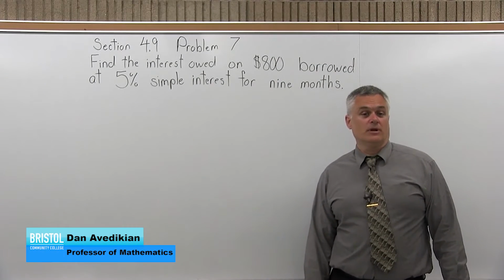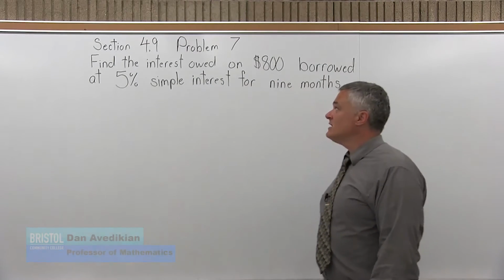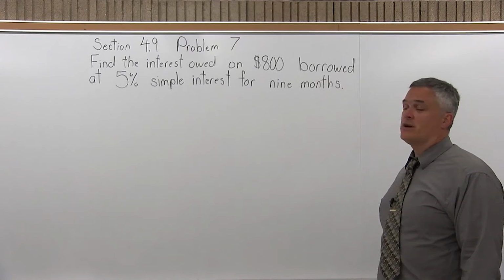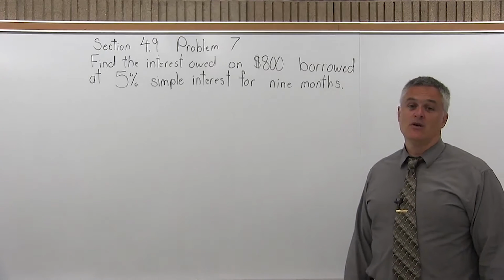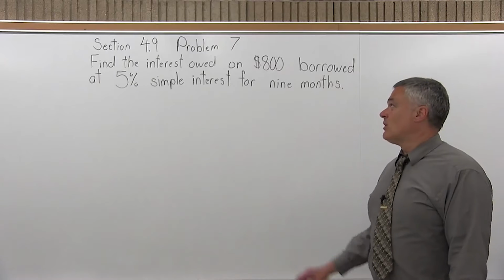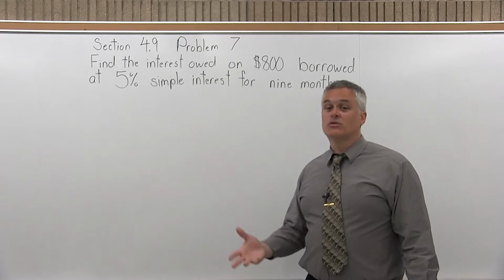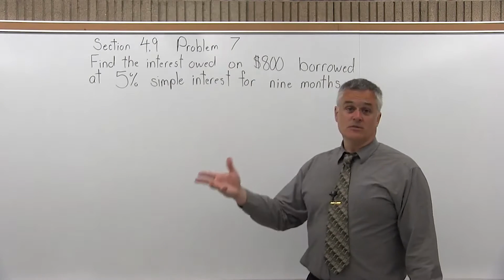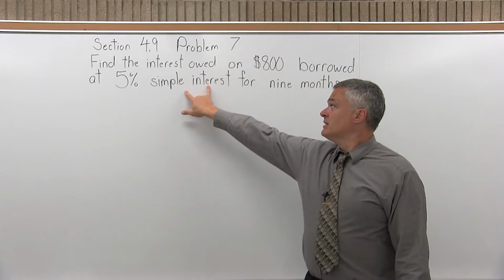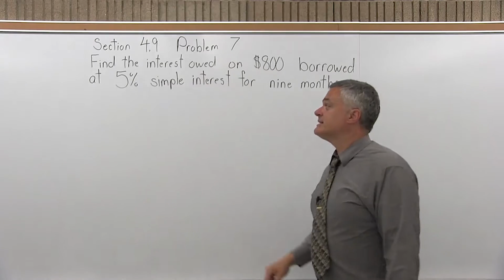This is Section 4.9, Problem 7. It says find the interest owed on $800 borrowed at 5% simple interest for 9 months. So with any of the problems from this section, the first thing you need to do is determine which one of the two formulas you need to use. It's either going to be simple interest or compound interest. This one does state very clearly that it's simple interest.